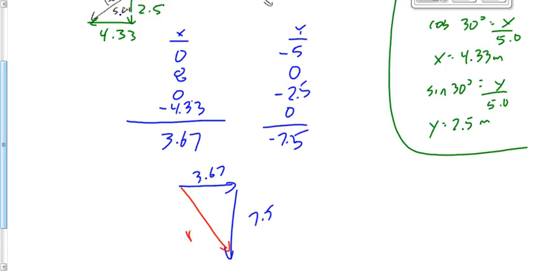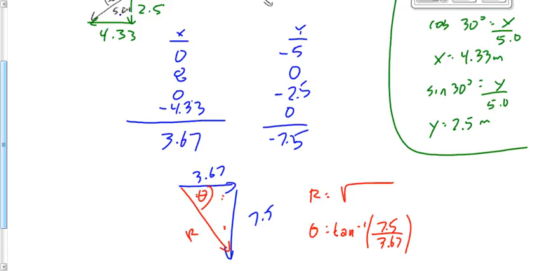Find the value of r, and theta is going to be drawn in position 1, 2, or 3, Nicole. 1, 2, or 3. 1. Right, always drawn at the start of the vector diagram. Good? Okay, r is going to be the square root of 3.67 squared plus 7.5 squared. Theta is going to be the inverse tan function of 7.5 over 3.67.